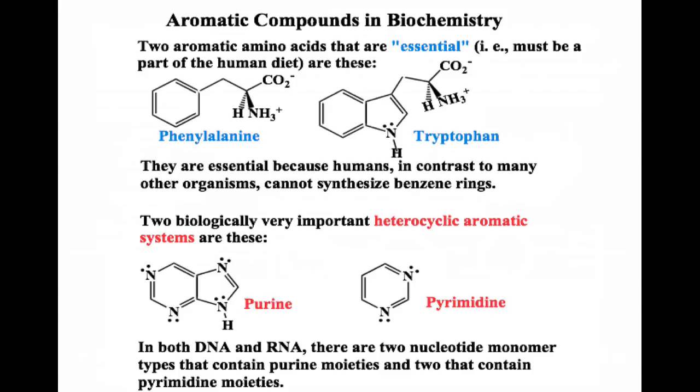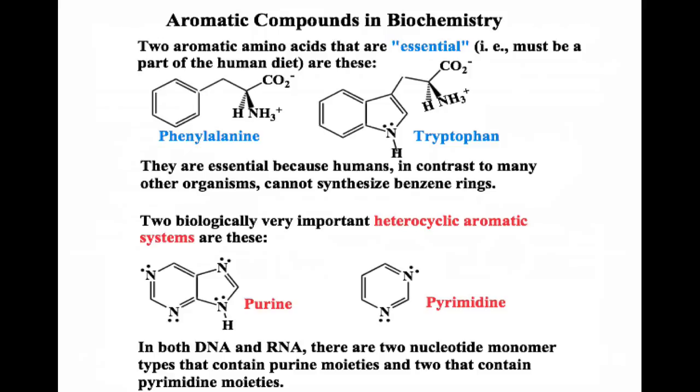Let's talk about some aromatic compounds that you need to know in biochemistry. This is the amino acid phenylalanine. We'll learn more about amino acids at the end of the semester. But notice that this molecule has an aromatic ring, benzene. It's got a benzene ring in its side chain. What do you all know about phenylalanine? Have you learned anything in your biology classes or maybe a nutrition class? And why must it be a part of the human diet?